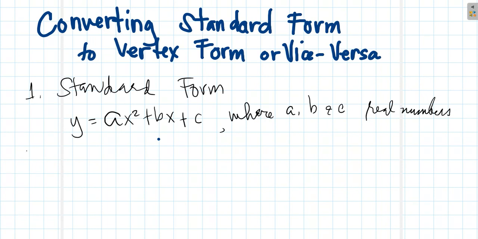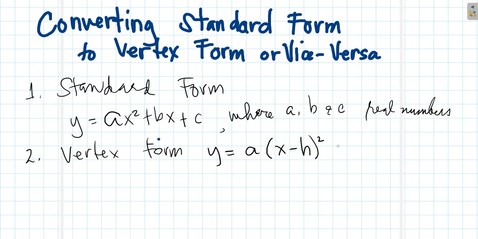And we have the vertex form, where the vertex form is y equals a times x minus h squared plus k, where a, h, and k are also real numbers. Okay, so now we are going to explore the process on how to convert standard form to vertex form and vice versa.